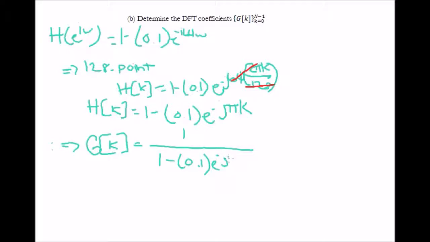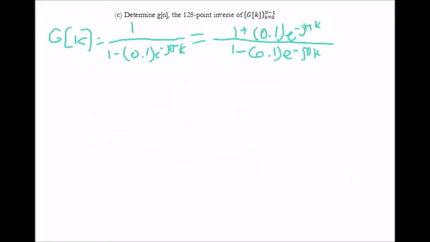Since g of k is equal to the inverse of our filter h of k, you would then do 1 over h of k. And note that this is only applying for k greater than 0 but less than 127, because we've done the 128-point DFT.